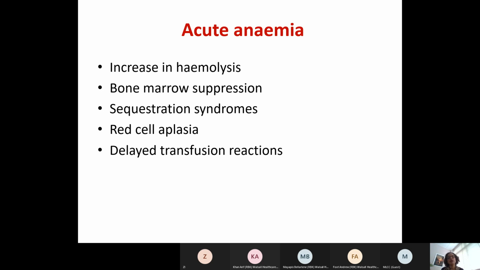The sequestration syndromes: a big liver, a big spleen, particularly in children, also seen in patients who have an intact spleen, and it can cause almost a shock-like state with a rapid fall in hemoglobin. I'm an adult physician, but for children, we often tell parents that they can feel for a spleen. So if a child comes in pale, unwell, and has a massive spleen, then they need to have a transfusion fairly promptly.